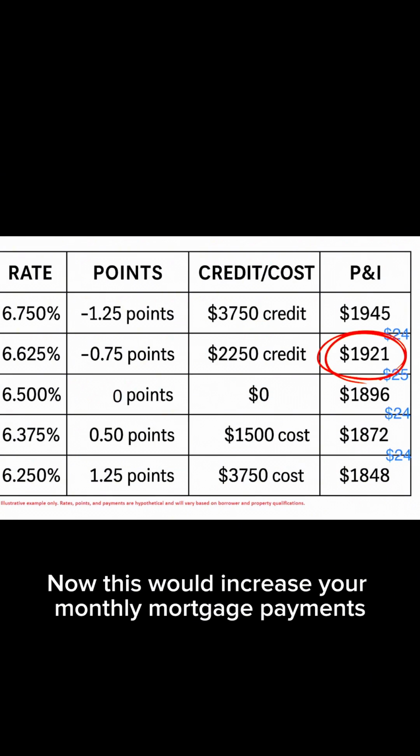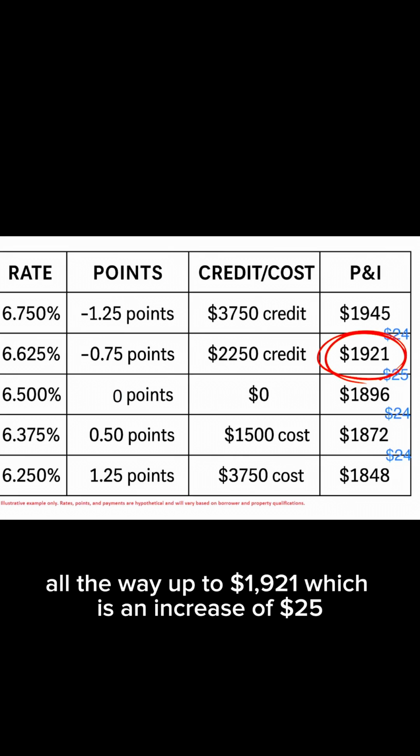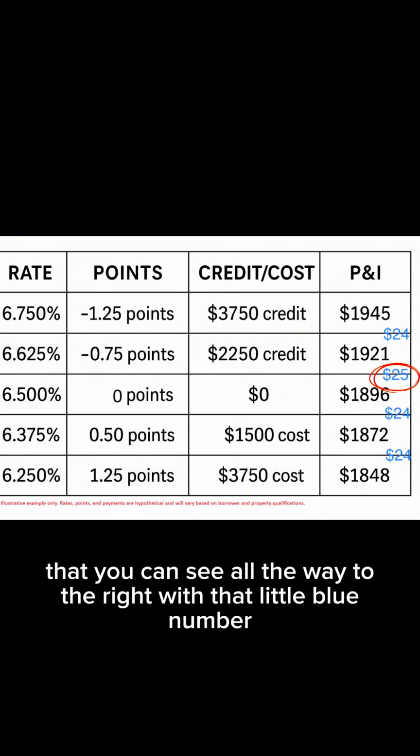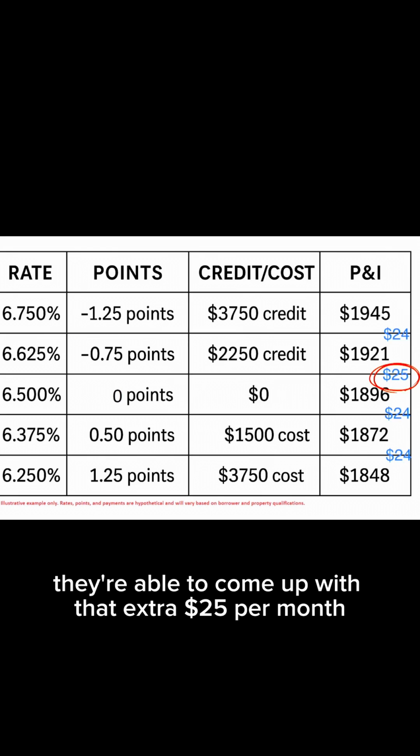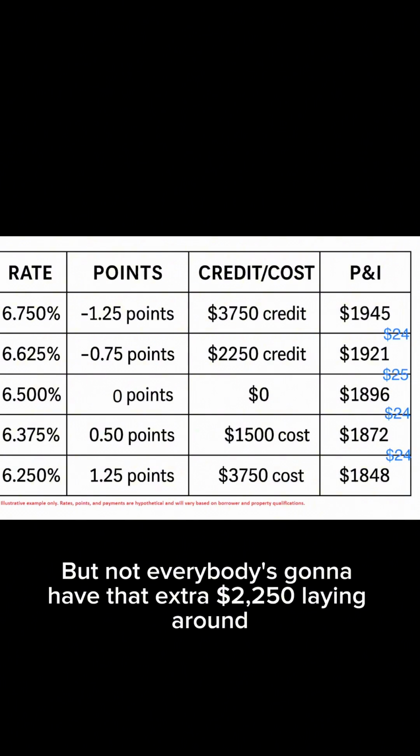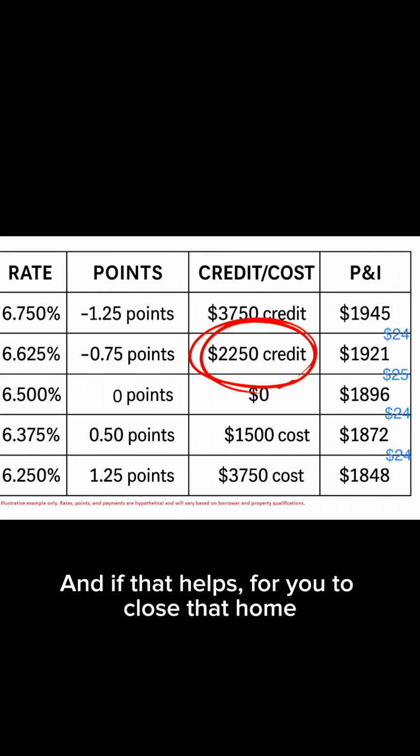Now, this would increase your monthly mortgage payments all the way up to $1,921, which is an increase of $25 that you can see all the way to the right with that little blue number. And again, for most people, they're able to come up with that extra $25 per month, but not everybody's going to have that extra $2,250 laying around. And if that helps for you to close that home, then so be it.